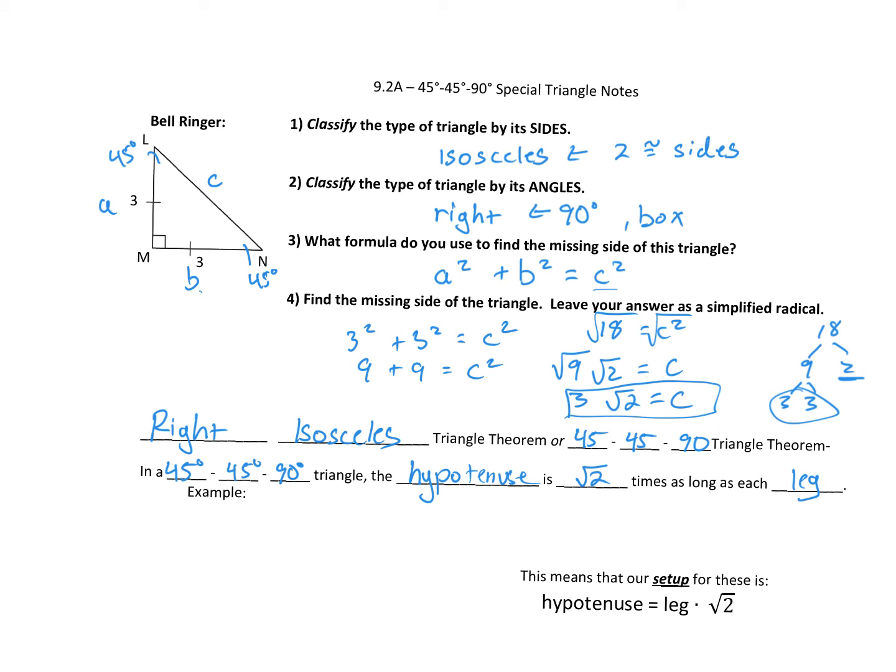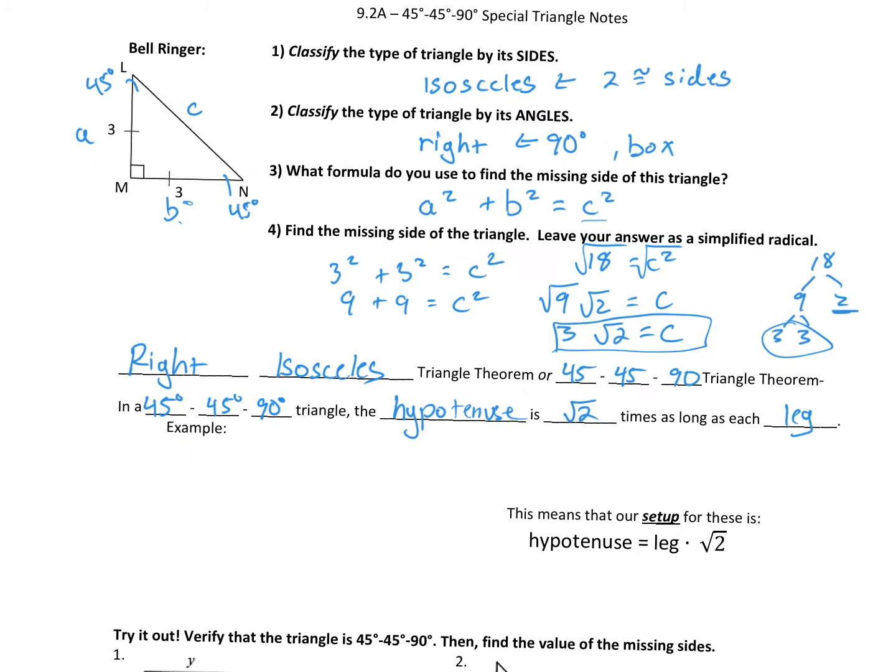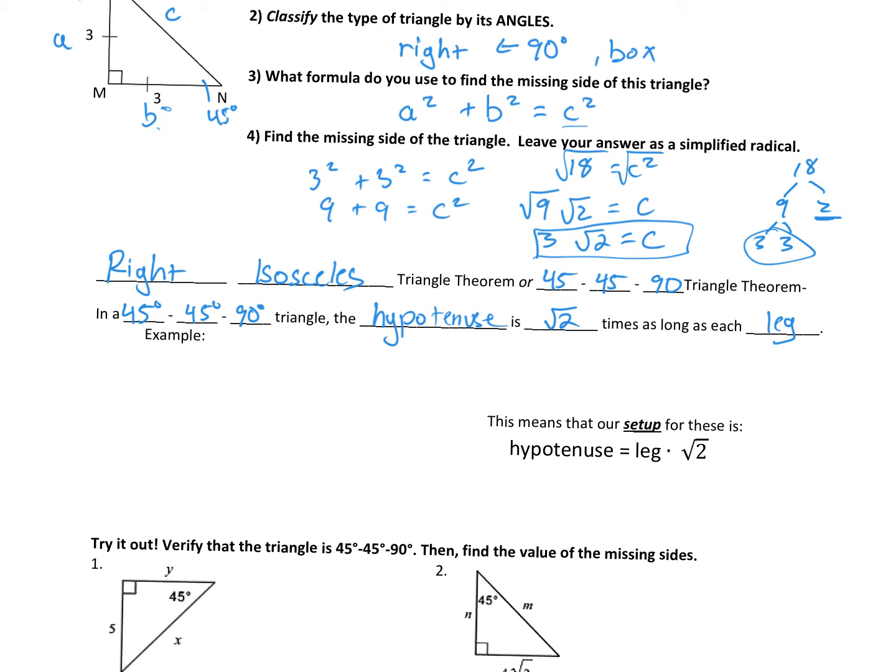So notice here, this was 3, and the answer to the hypotenuse was 3 root 2. If this was a 45-45 and this was a 5, 5, this would be 5 root 2. It doesn't matter. If this was a 45-45 and this was x, x, this would be x root 2. Everything would be root 2. The hypotenuse equals the leg times root 2, or L times root 2.